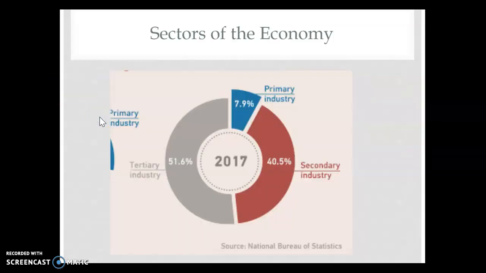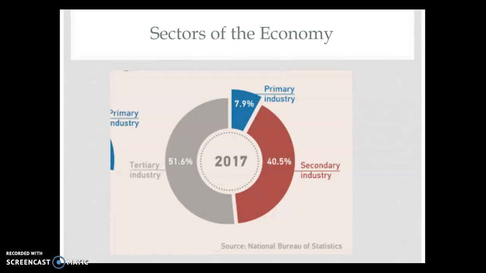So the next thing to look at is sectors of the economy. Any economy has different types of business. So we have three main sectors that we're going to use to categorise those types of business. Businesses in the primary industry, businesses in the secondary industry and businesses in the tertiary industry.